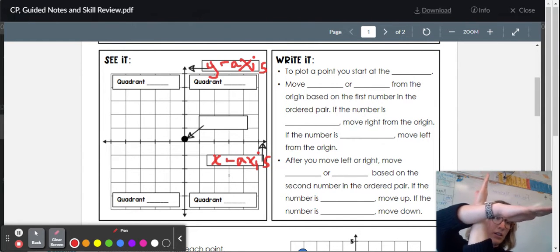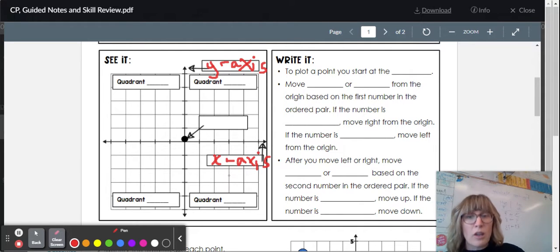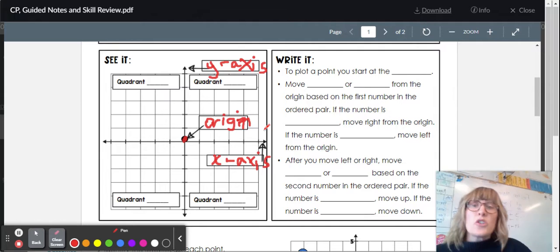Where the x-axis and y-axis intersect and create that 90-degree angle, that point of intersection is a special point. It's called the origin. If you think about the word origin, it's like the beginning, where it all started. So this right here is called the origin.